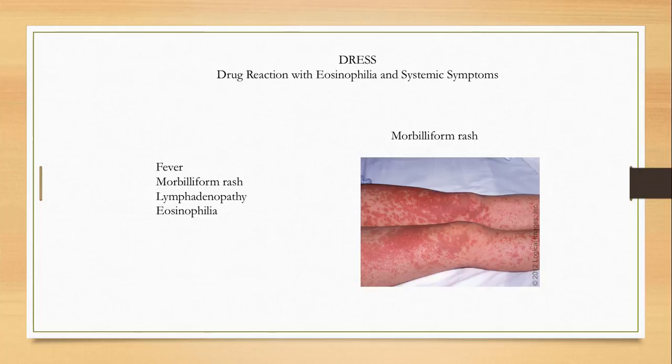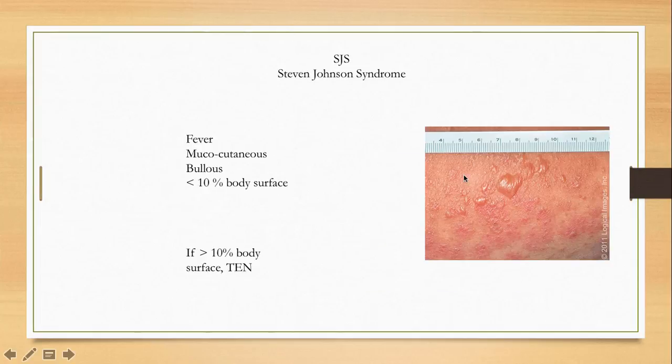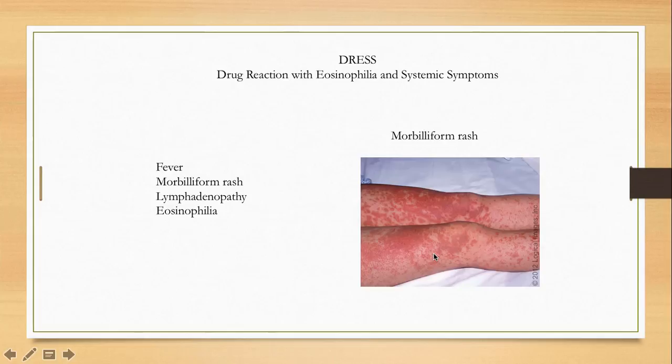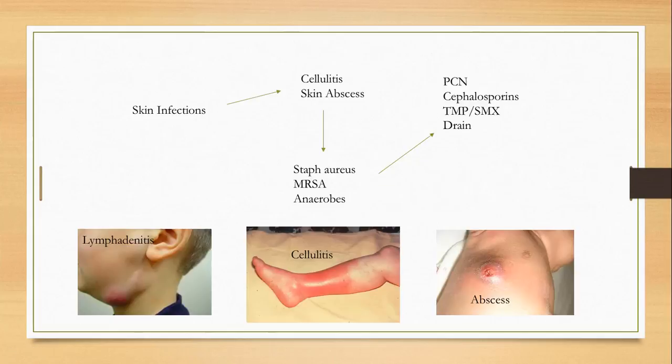You can see just by looking at these things that the distinguishing features here would be that with DRESS you will have eosinophilia, with SJS you will have bullae, and with hypersensitivity vasculitis you have palpable purpura. So just remember those distinguishing features.